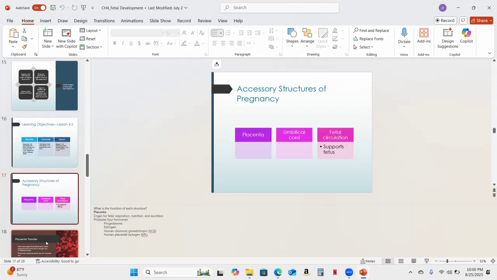Okay, so accessory structures, obviously you have the placenta, right? So that is like a blood sac. It kind of looks like a tree, and that's on the wall of the uterine lining, and those blood vessels mesh with the mom's blood vessels, and that's how the fetus gains all of its nutrition, and that goes along the umbilical cord to the baby and the fetal circulation.